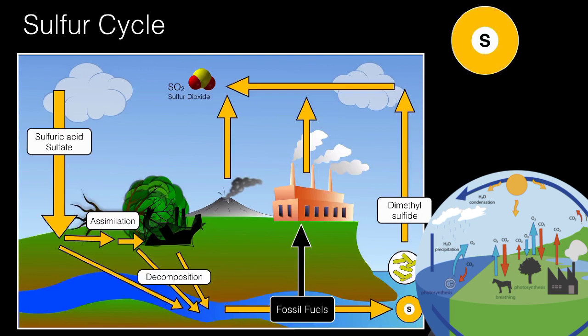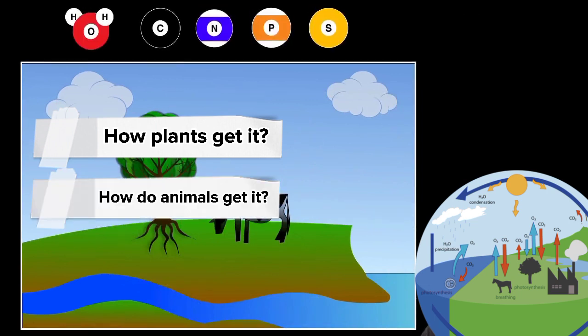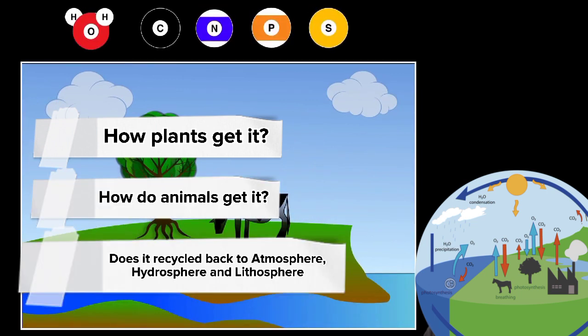And so for each of the cycles, you should be able to figure out how plants get it, how animals get it, and then whether it recycles back through the atmosphere, hydrosphere, and lithosphere.